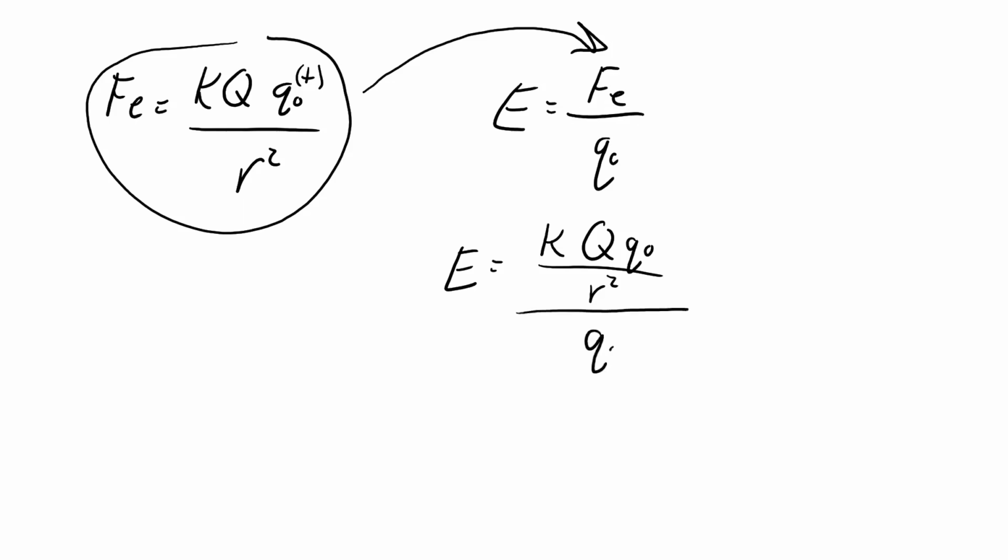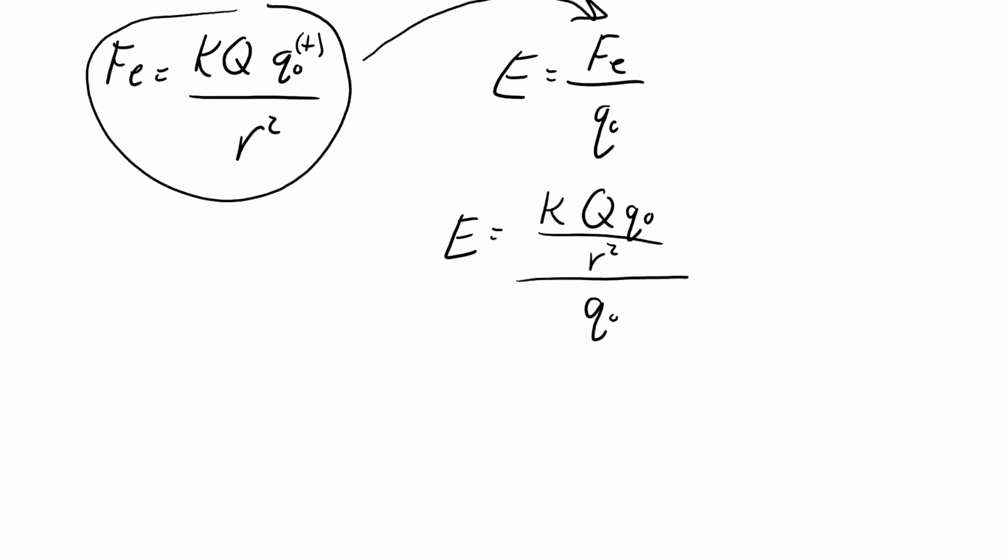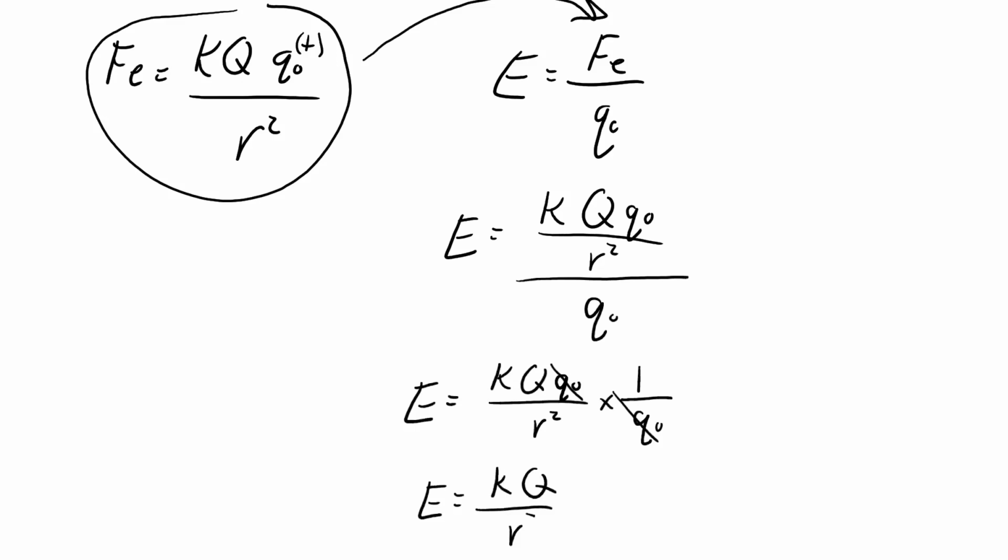divided by Q naught. So now we want to simplify this, obviously. It's an improper fraction. You could do the keep, change, flip again. So E is equal to keep k Q naught over r squared. Change this, and then flip this. So this is 1 over Q naught. And as you can see, the Q naughts cancel out, leaving you with k Q over r squared.